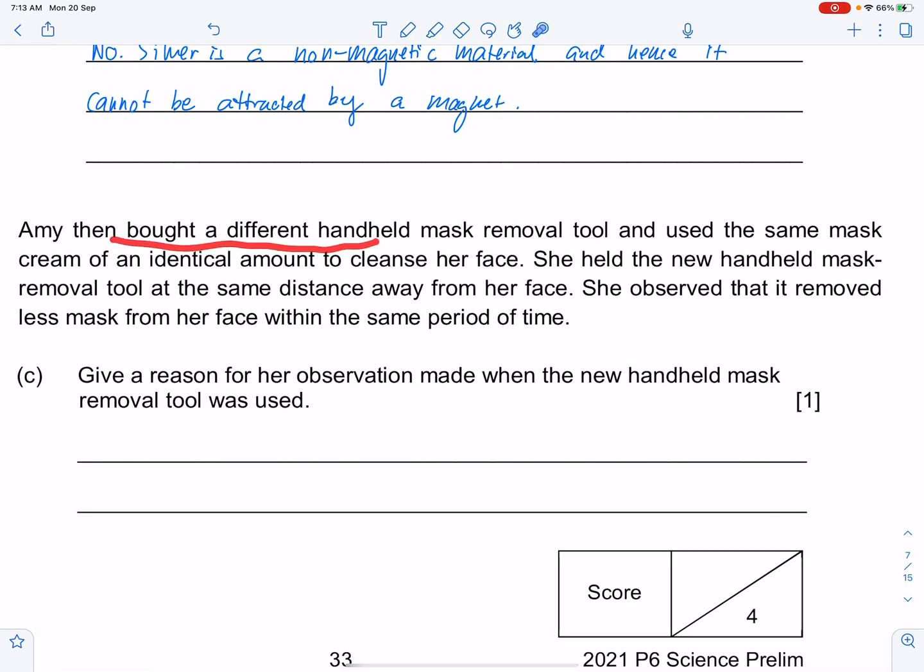Amy then bought a different handheld mask tool and used the same mask screen of an identical amount on her face surface. She held the new handheld mask remover at the same distance away from her. She observed that it removed less mask from her face within the same period of time. Give a reason. Probably the most obvious reason, since it is still able to attract but removes just less, is that it is less effective. So why could it be less effective? It could mean that there is less magnetic force.